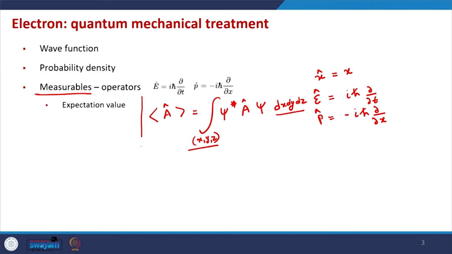So, this will tell us about the expectation value of an operator. But what do we mean by expectation value of an operator? Expectation value of an operator is the average value that we will obtain if we make a large number of measurements on the system corresponding to that operator, and this will be the average value that we will obtain.